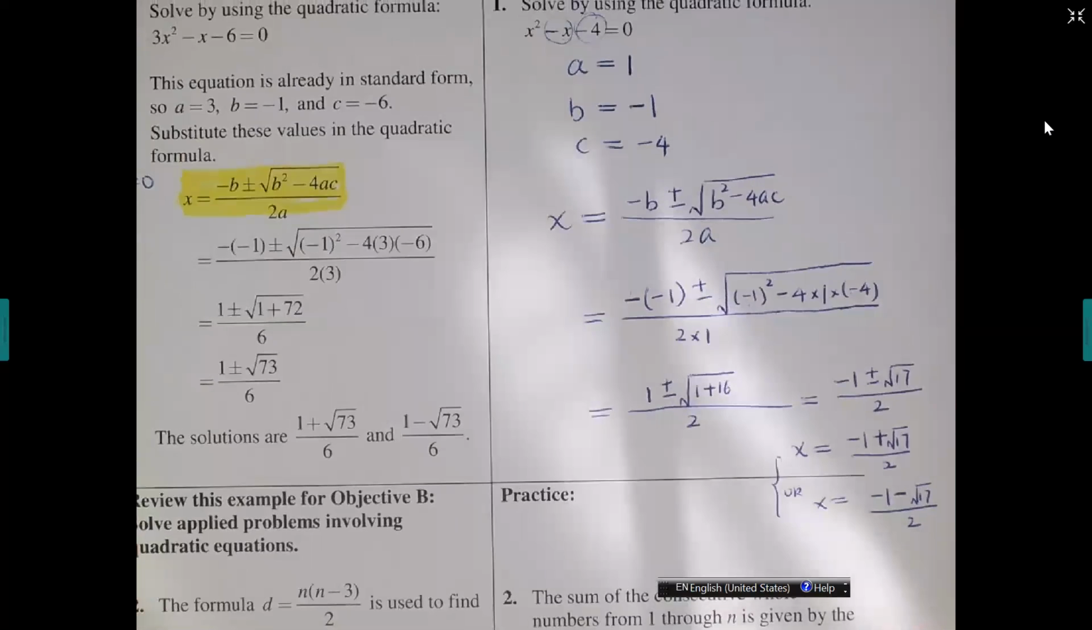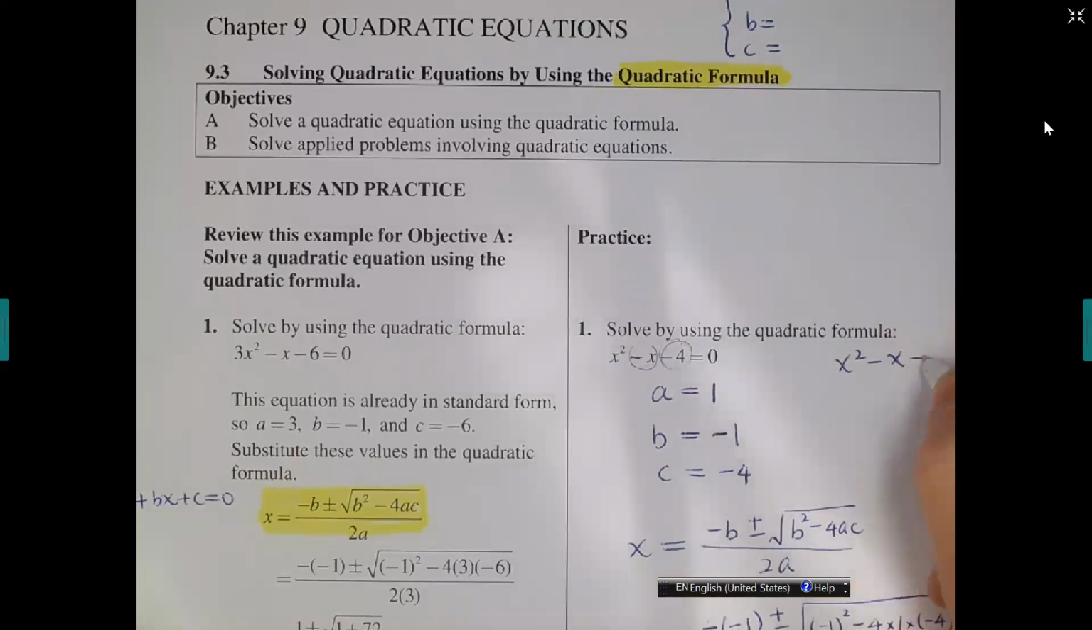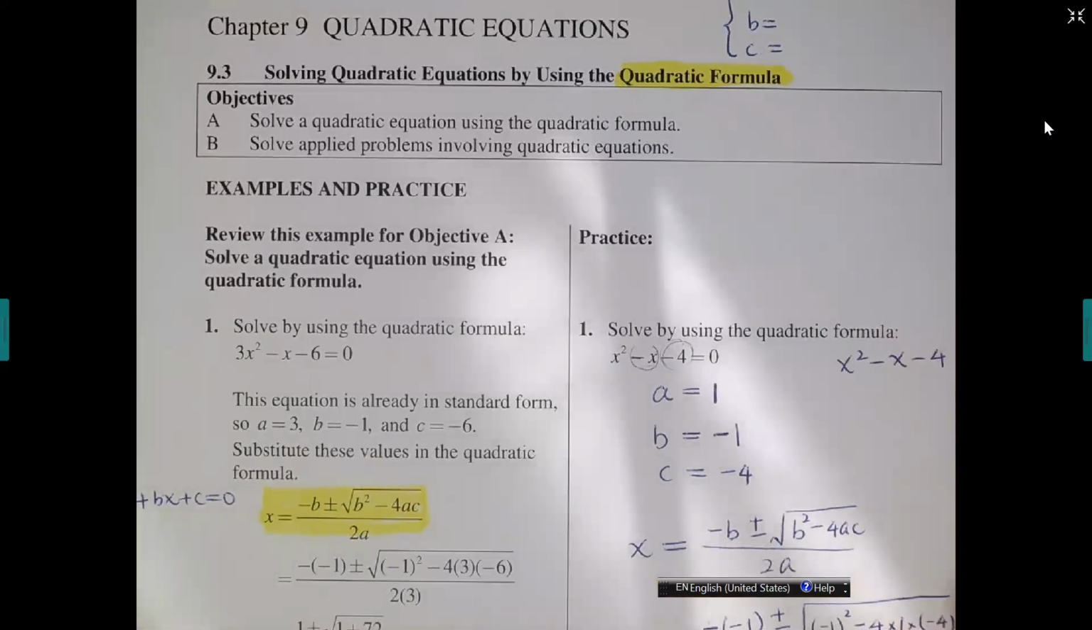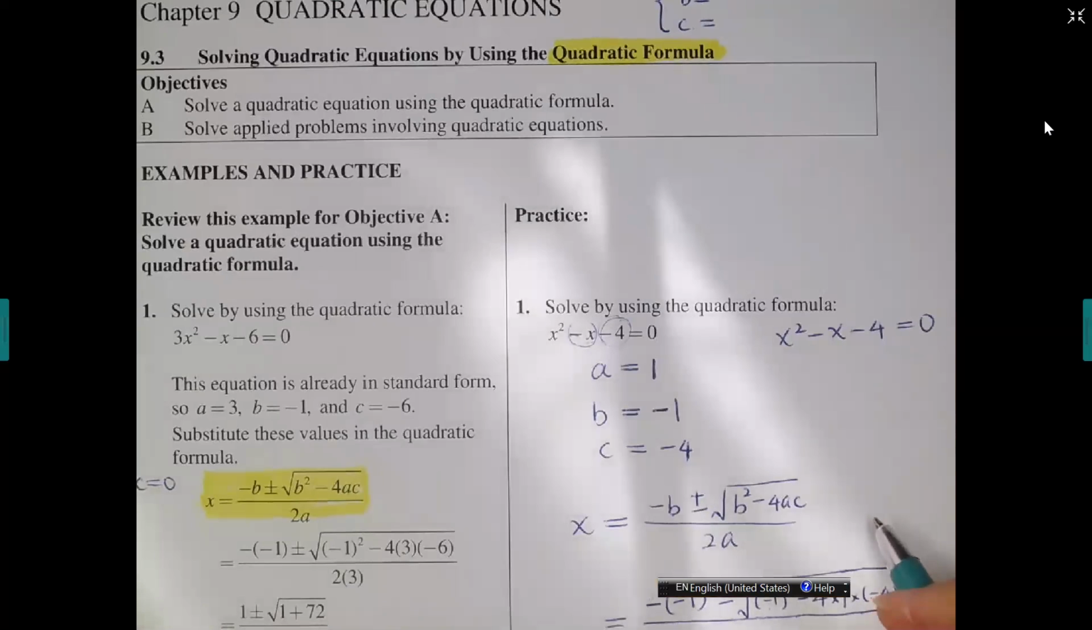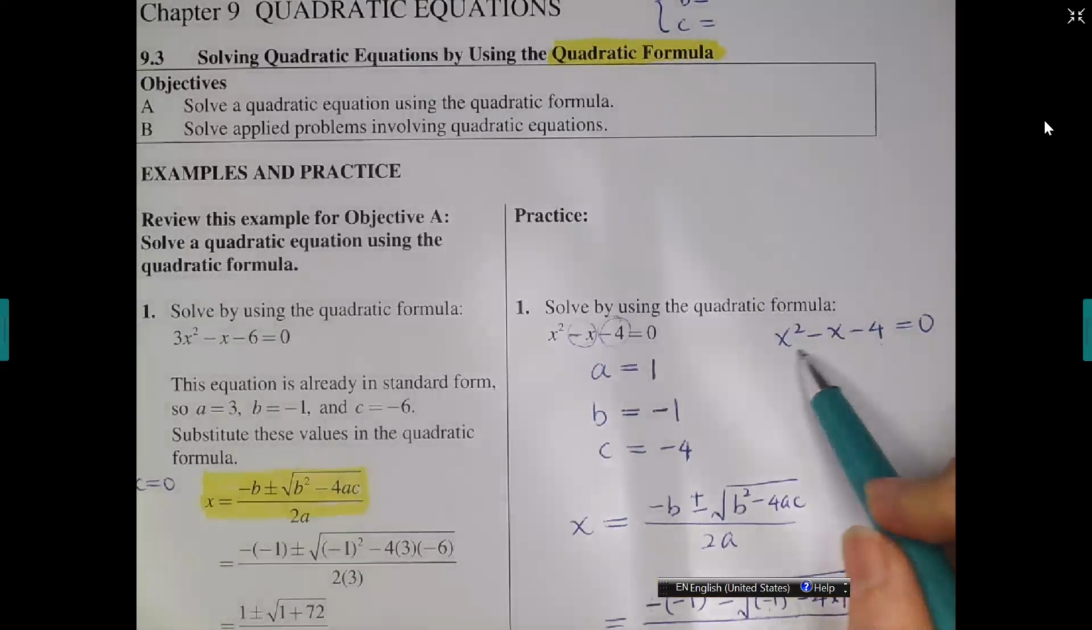Let's see, do we have to know this? The answer is yes. Why? Because without applying the quadratic formula, we won't be able to solve the equation. Go back here: x squared minus x minus 4 equals 0. Think of what we have done in chapter 6. We want to factor the left side, but are we able to factor this trinomial?